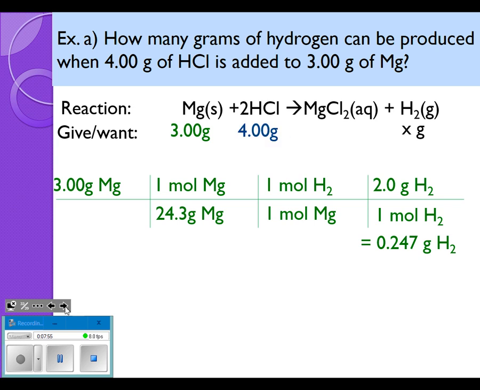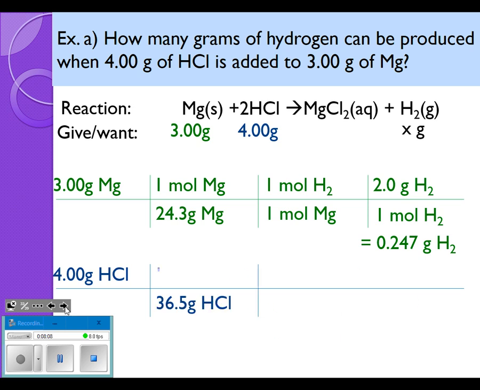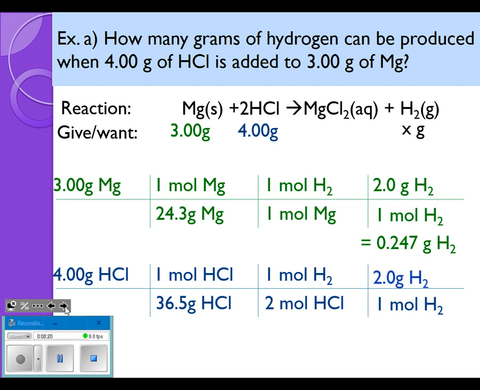Well, we were also given 4 grams of HCl. So let's see what that makes as far as our hydrogen. So if we have 4 grams of HCl, we have to change from grams to moles, divide by the GFM. Then we have to do our mole to mole ratio. So for every 2 moles of HCl, we have 1 mole of H2. And then change from moles back to grams by multiplying by the GFM. So when we do the math on that, multiplying across the top and dividing across the bottom, we get 0.110 grams of hydrogen. What's the lower amount?